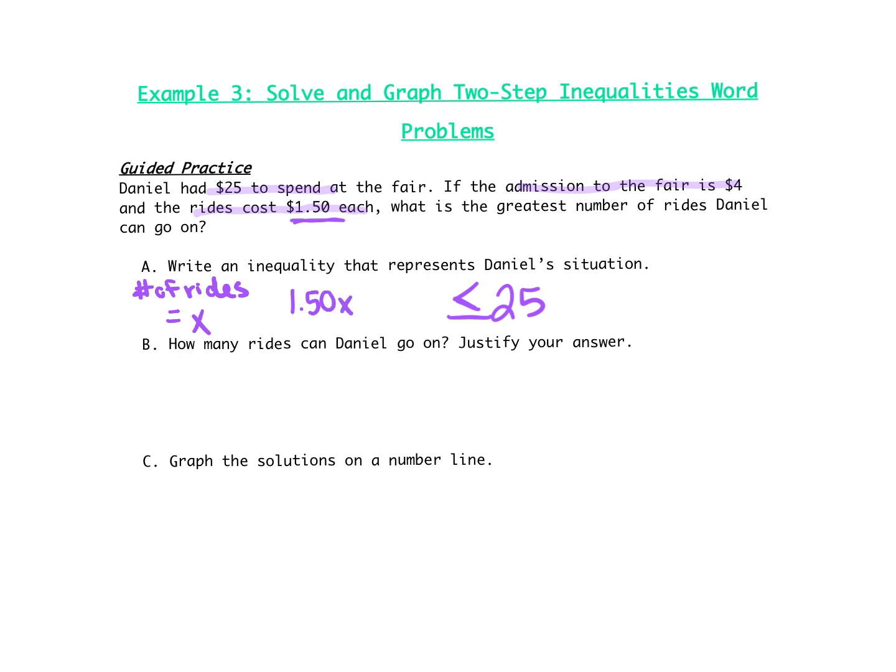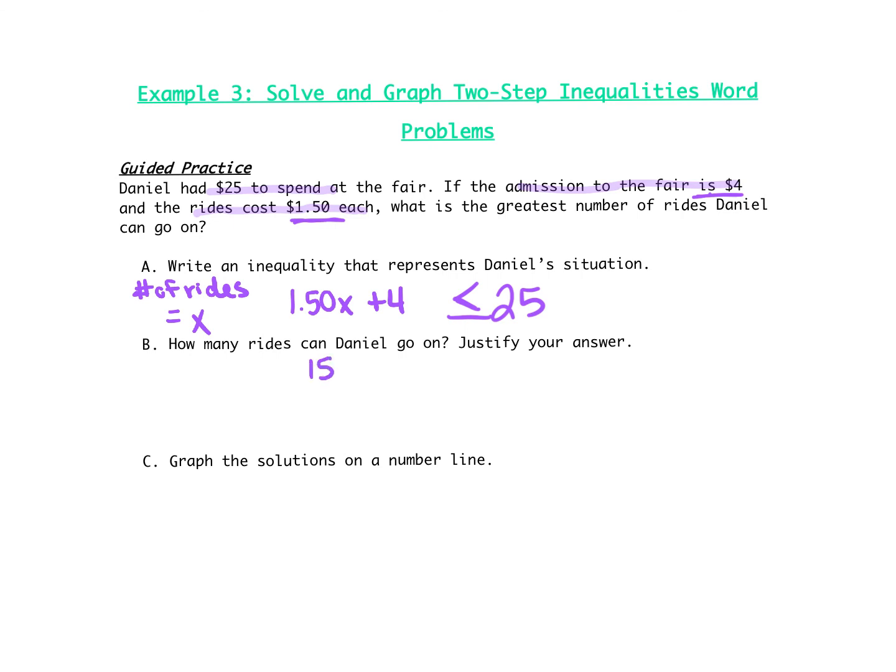And then I have to also take into account his $4 that he paid to get in as part of his spending. So plus the $4 cannot equal any more than $25. So now we have 1.50x plus 4 is less than or equal to 25. Now it says how many rides can Daniel go on? Justify your answer. Well, all we have to do is solve the inequality.